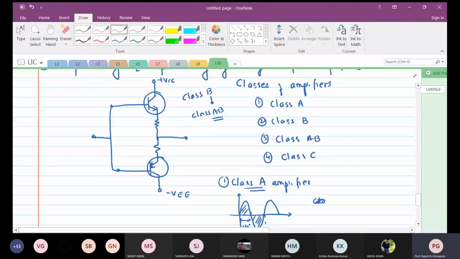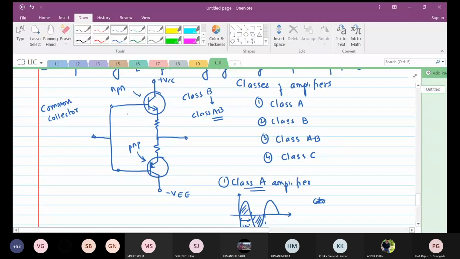One important difference that you should see is, what is this transistor? This is NPN. And what is this? PNP. Both are common collector configurations.